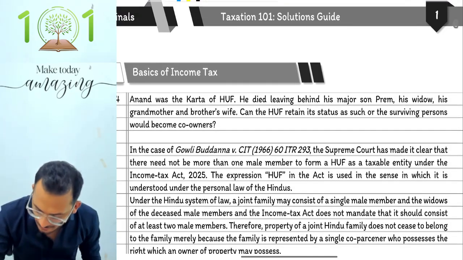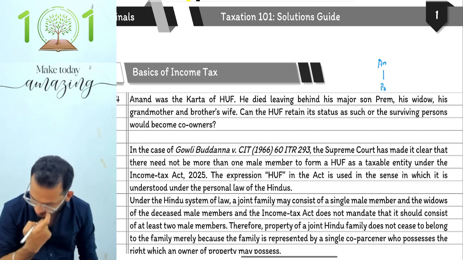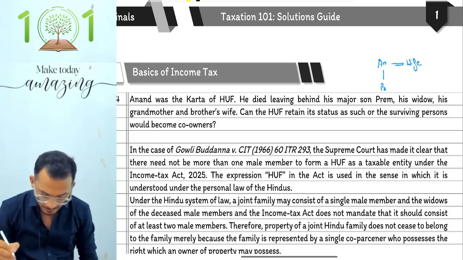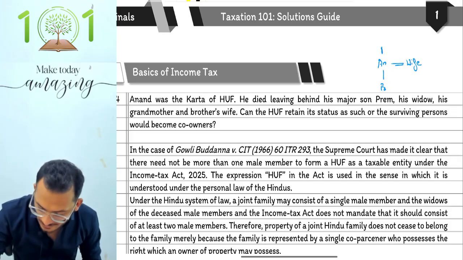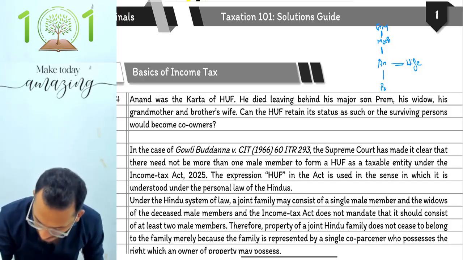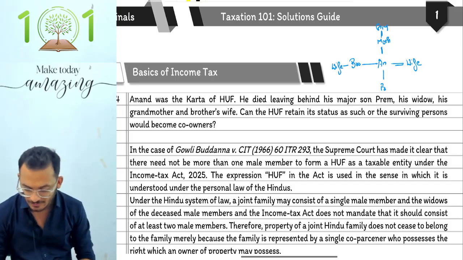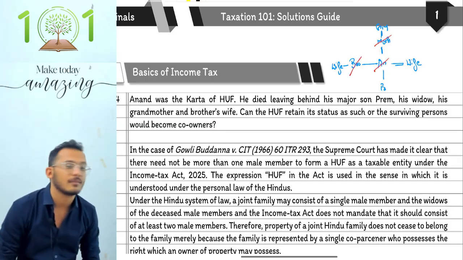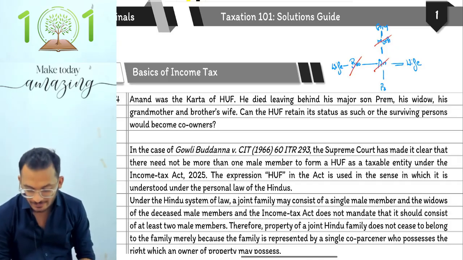Okay. So if I am putting out Anand here, Anand had a son which is Prem. His widow, meaning Anand's wife. Then Anand's grandmother. Anand had a mother, and the mother had a grandmother. Brother's wife. So Anand's brother and wife. This is what the status is. People, who and all is dead? Anand is dead. Mother is dead. Brother is dead.